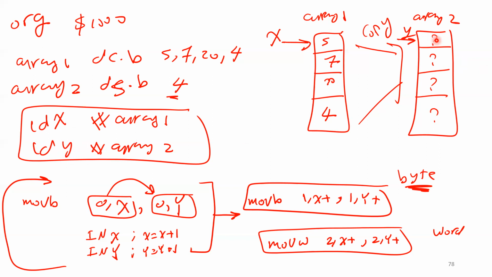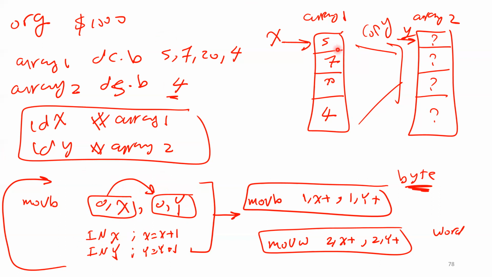Here I initialize the pointers so that in the very beginning, X is pointing at the first location in array 1, and Y is pointing at the first location in array 2. Okay? And then look what I'm going to do. I'm going to move byte 0,X to 0,Y. See what I did? I'm going to copy the byte pointed by X to the location pointed by Y. Is that okay? And then I'm going to say increment X, increment Y, and then I'm going to loop back. Repeat. So this is one iteration.